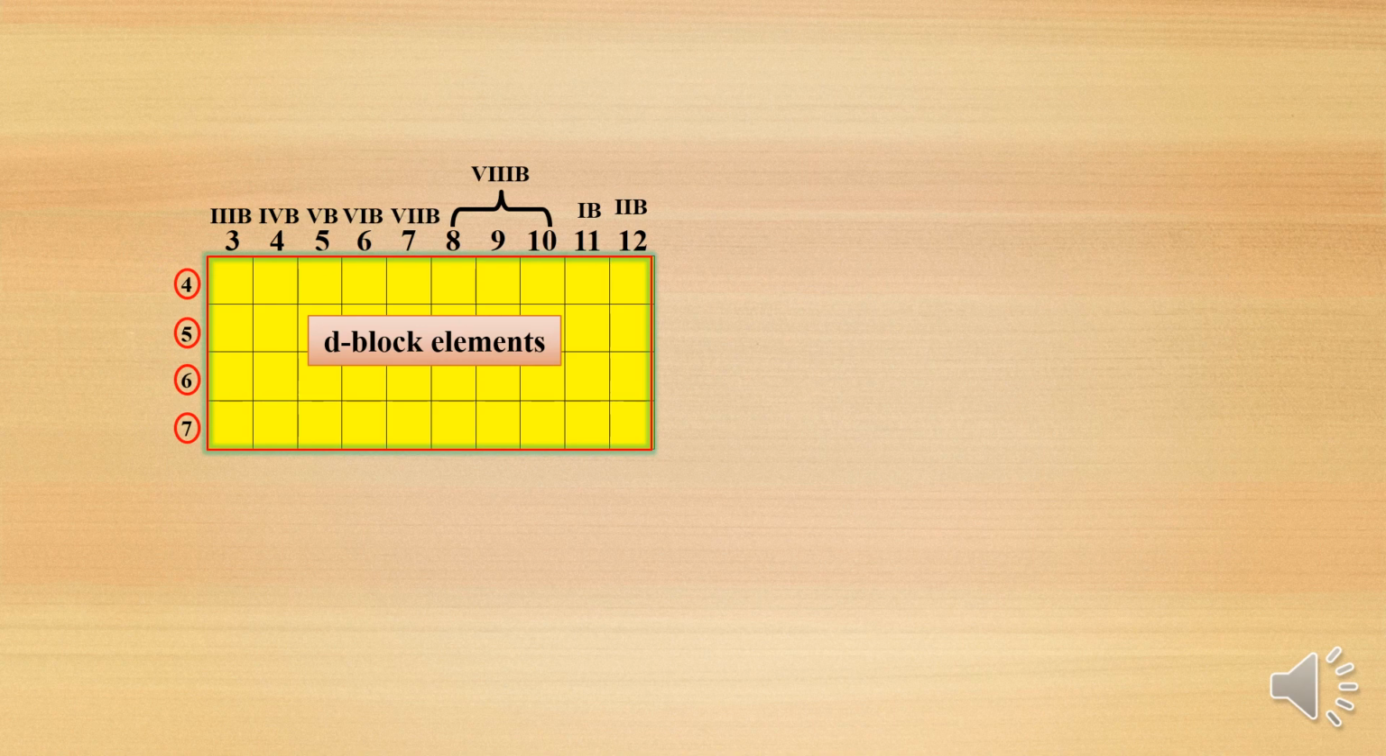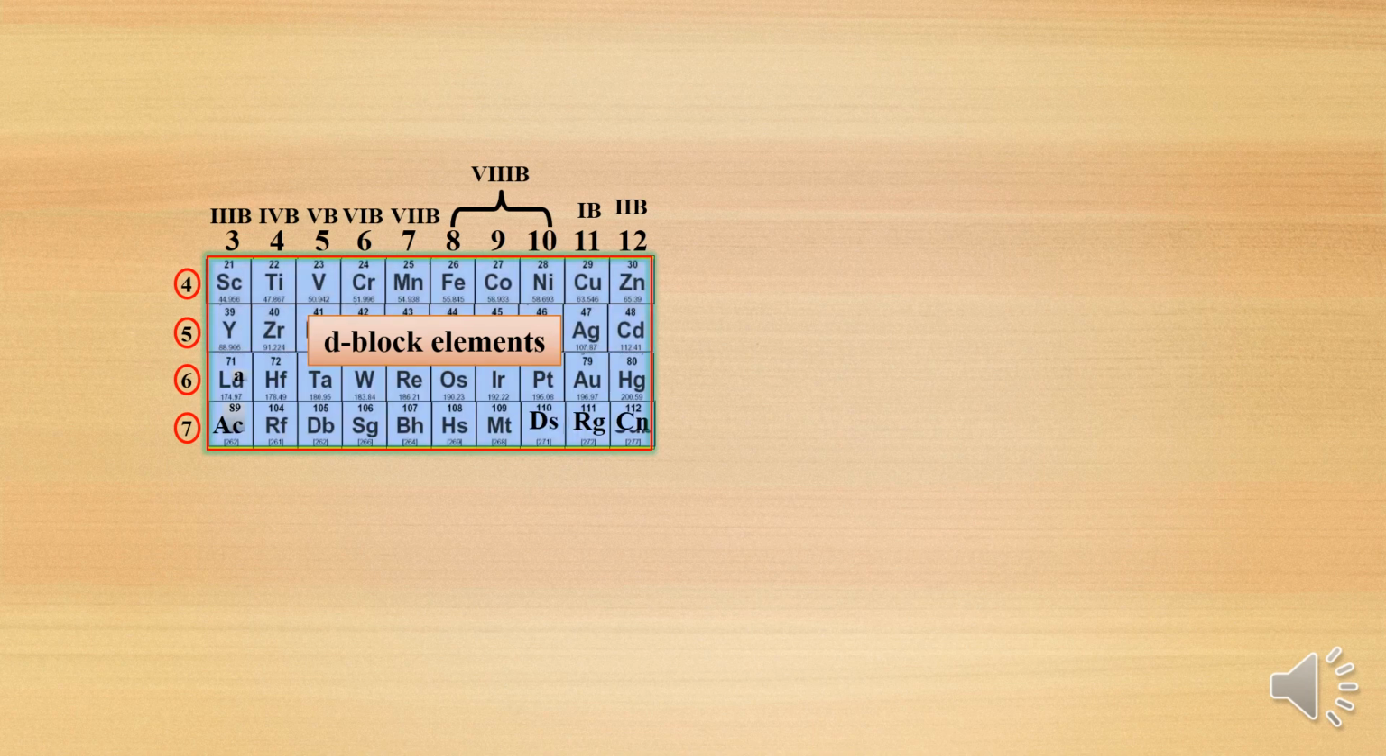Now we will focus only on d block elements, group 3 to group 12, and it starts from the 4th period to the 7th period. In the d block elements, the first period, meaning the 4th period, has the elements from scandium to zinc, atomic number 21 to 30. It is called the first transition series. Fifth period elements are the second transition series, sixth period elements are called the third transition series, and seventh is the fourth transition series.